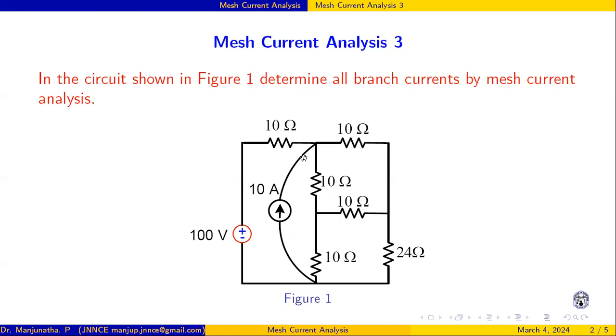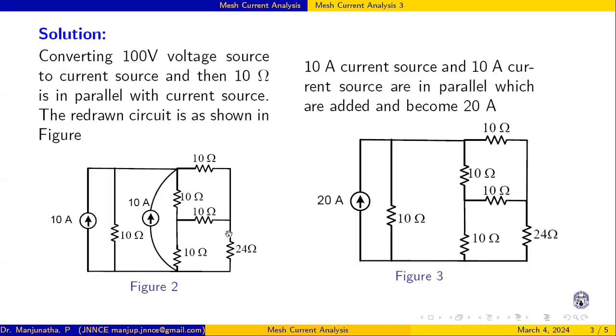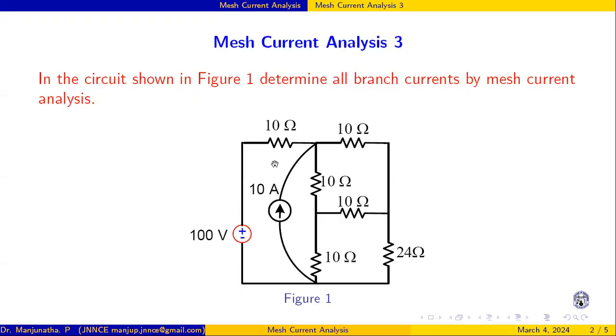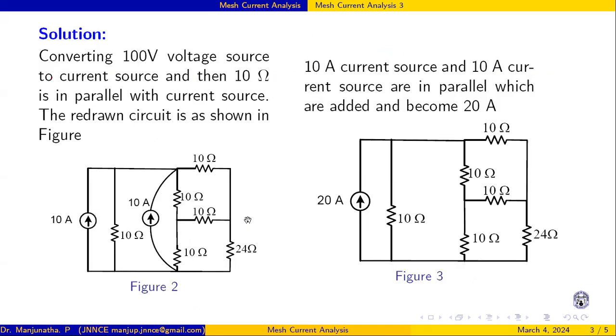This voltage source I am going to convert into a current source. So how to convert this voltage source into a current source? 100 by 10, this is the 100 by 10, and this will become in parallel. These are all basic things you may know. If there is a series resistor, this 100 by 10 gives 10 ampere, and that 10 ohm will come in parallel.